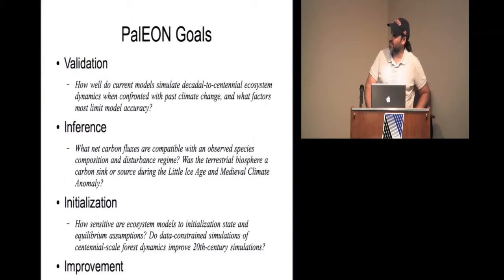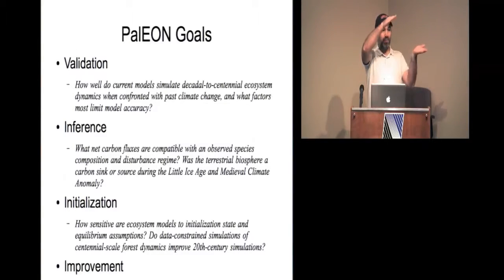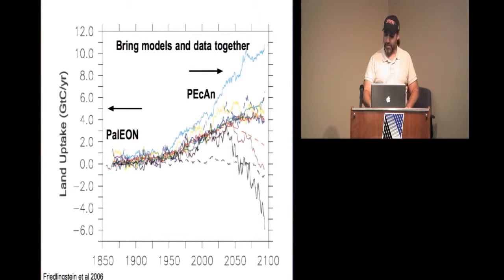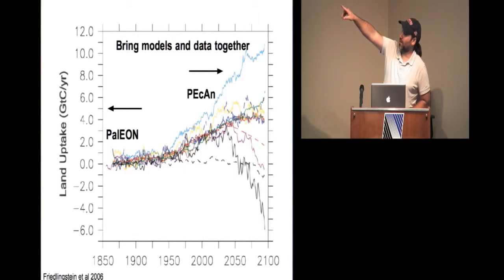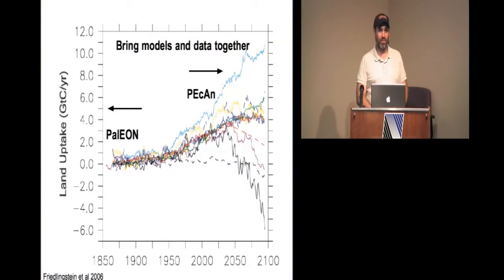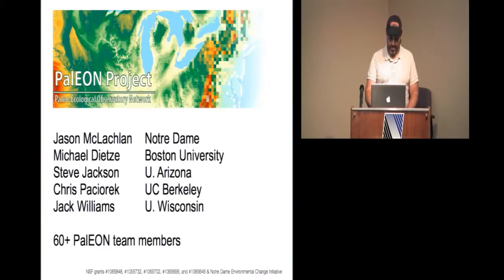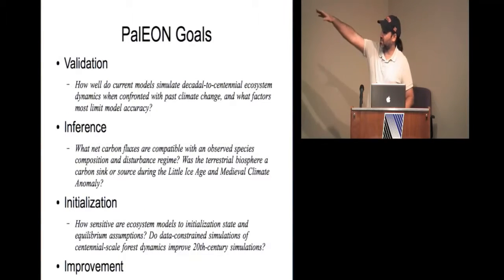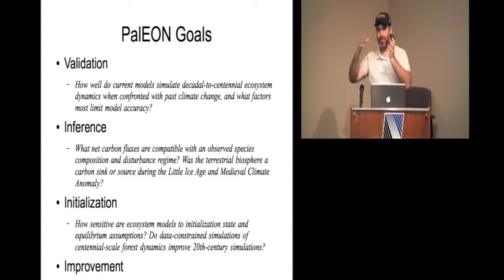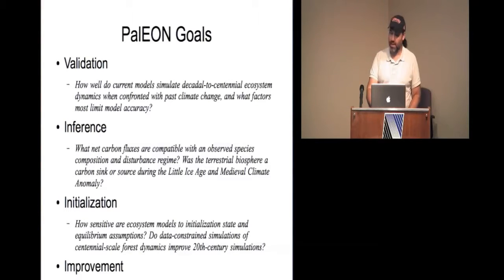Not to get in the weeds here, but one of the reasons that we had this false impression that we were more certain about 1850 than we are at the present is that we assumed that reality was in steady state at 1850, but it clearly wasn't. And so the initialization task is just saying, if we drive the models dynamically with historical observations, how does that change?